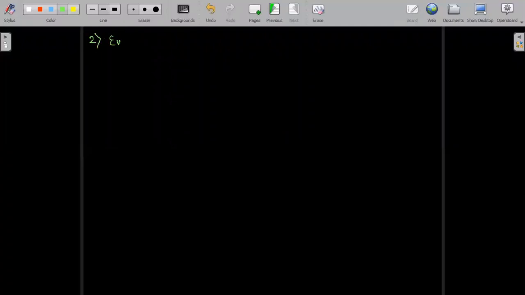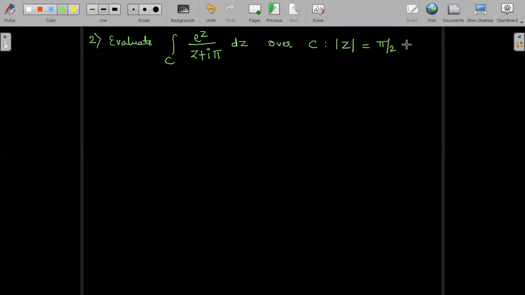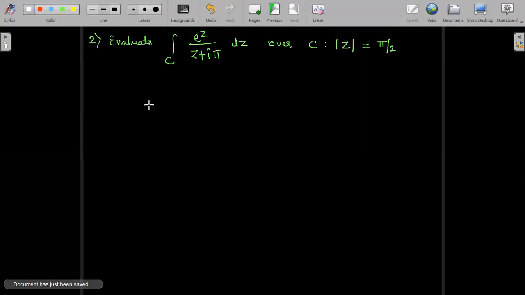Evaluate the integral over C of e^z divided by z plus iπ dz, over the given circle C, that is |z| = π/2. So let us see the solution. There's only one circle equation given for us. I did not consider different cases like the previous problem.